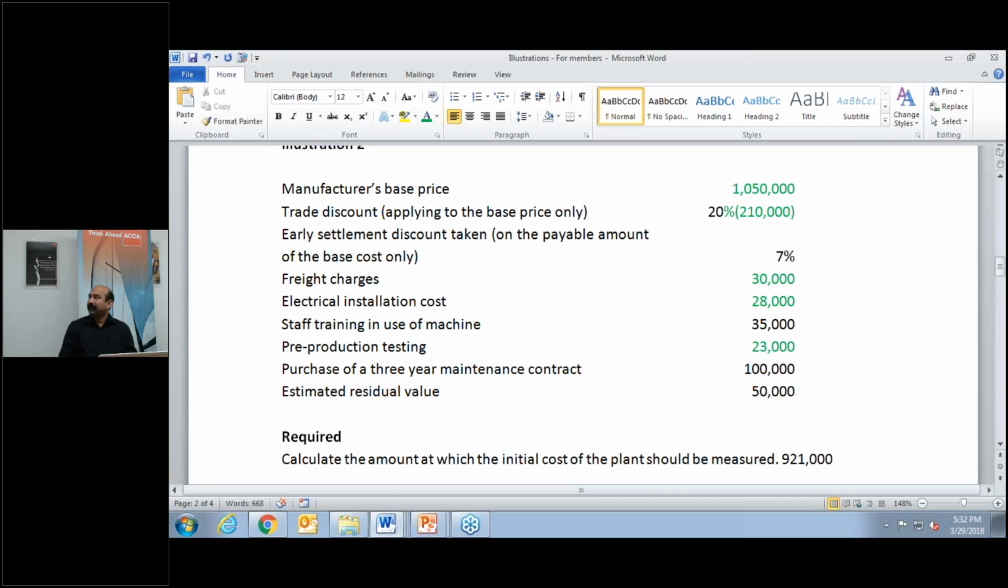See? 20% of 2,10,000. 20% of 10,50,000, of the base price. It is mentioned over there. Okay, clearly mentioned that it should be the 20%.